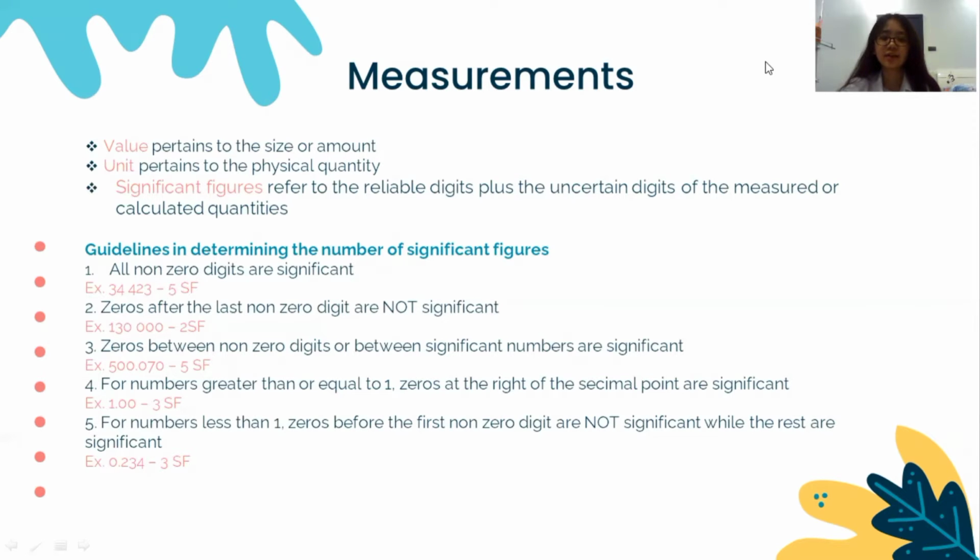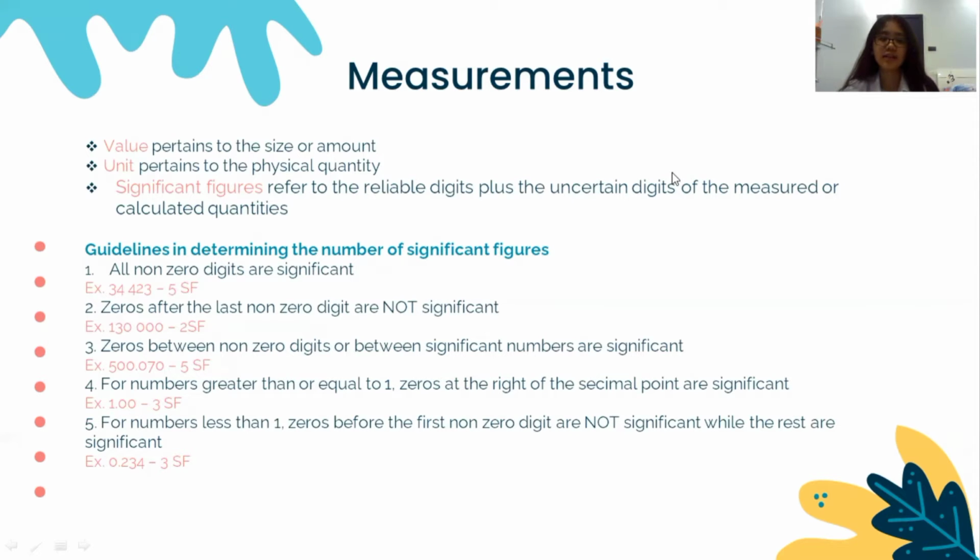The first rule is all non-zero digits are significant. For example, 34,423 has 5 significant figures because according to the first rule, all non-zero digits are significant. So we need to count all the numbers.